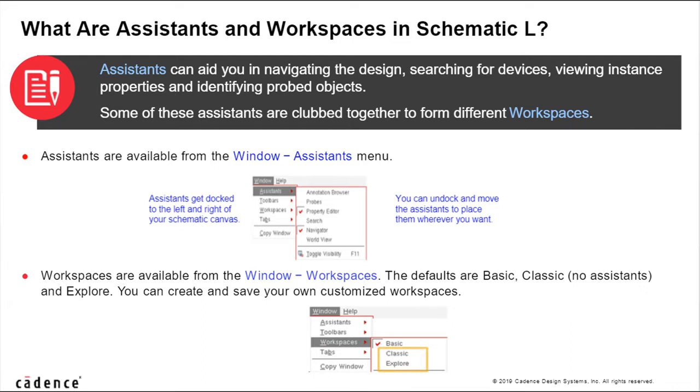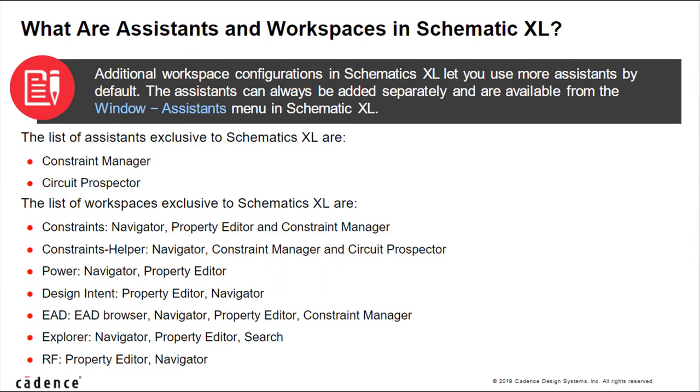You can change to the Classic or Explore workspaces from the toolbar pull-down menu, or choose the Window menu to access assistants and change workspaces. The Schematic Excel license gives you access to additional assistants and workspaces. They are listed on the slide. The list of assistants exclusive to Schematic Excel are Constraint Manager and Circuit Prospector. And the list of workspaces exclusive to Schematic Excel are Constraints, Constraints Helper, Power, Design Intent, EAD, Explorer, and RF.